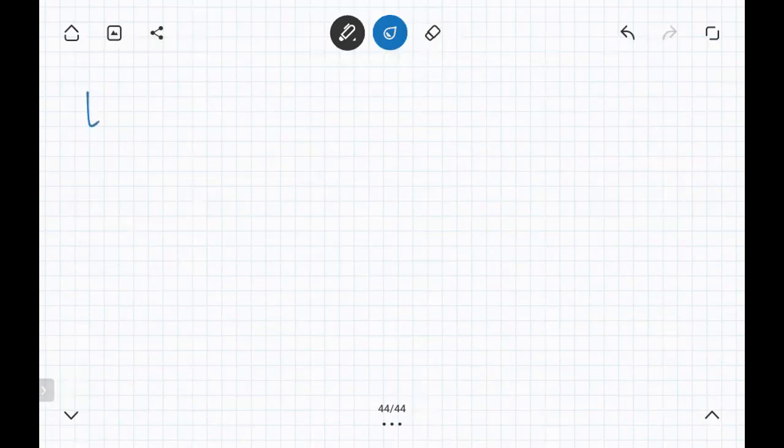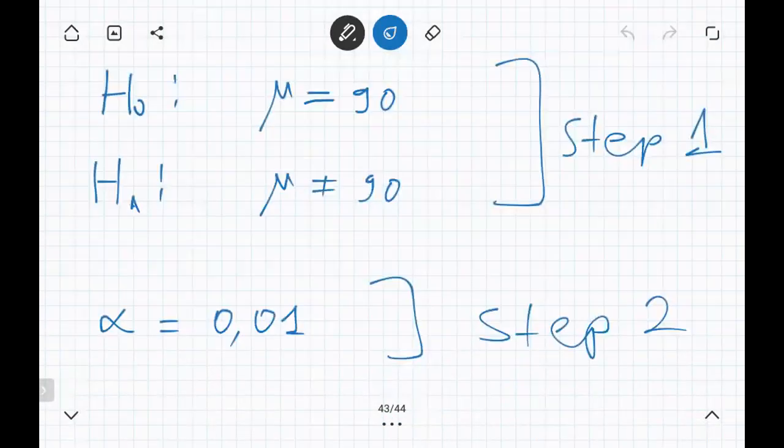Where did you get 0.01? That's the significance. You choose it yourself. So in the previous example, we chose 5%. Now I'm choosing 1%. So it's just how sure you want to be. I want to be 99% sure. So I have to allow for only 1% risk of an error. And that's it, 1%, 0.01.